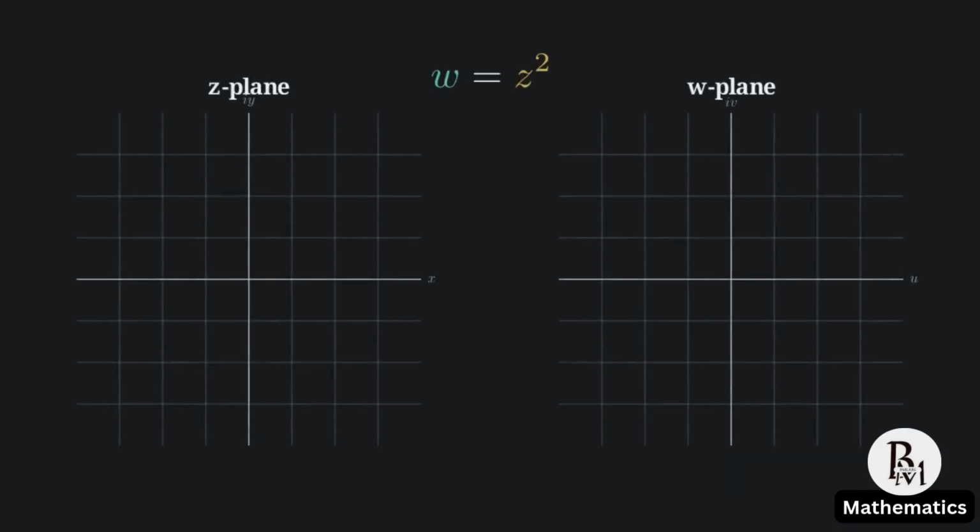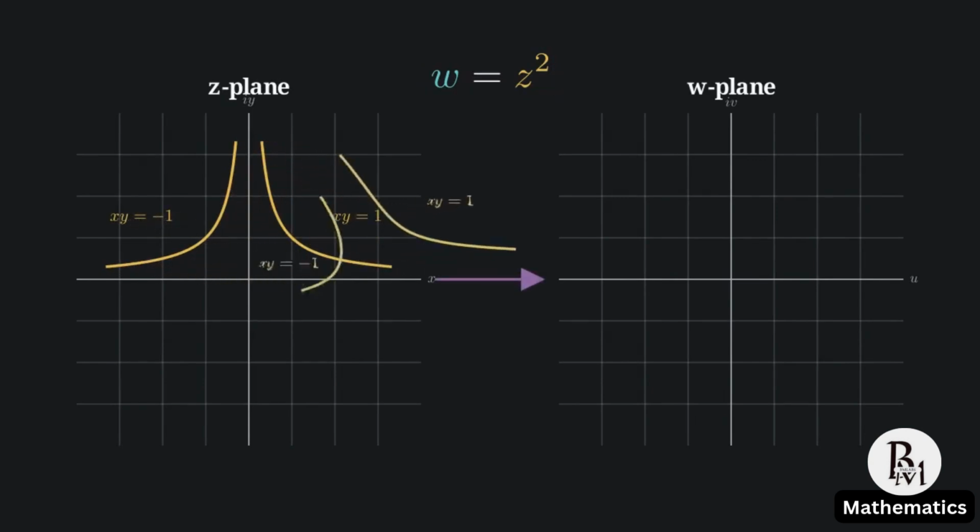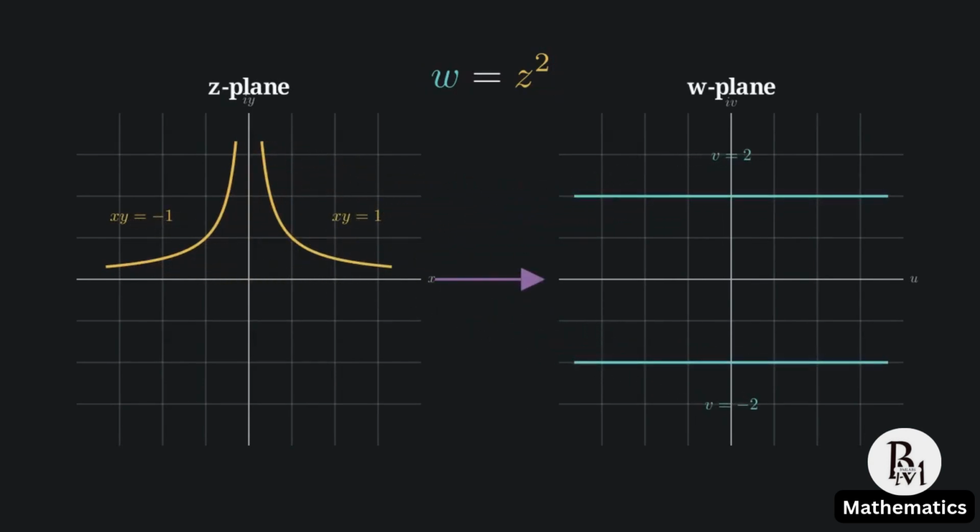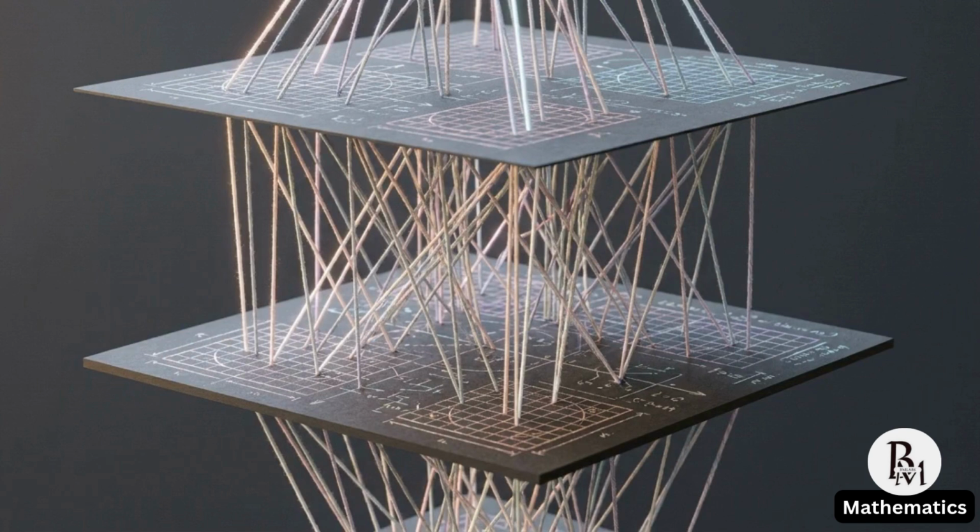The next step is applying these rules to specific geometries, using the squaring mapping to see how curved hyperbolas in the z-plane are transformed into straight lines in the output space. Understanding this dual-plane architecture is the first step toward visualizing the underlying geometry of analytic functions.